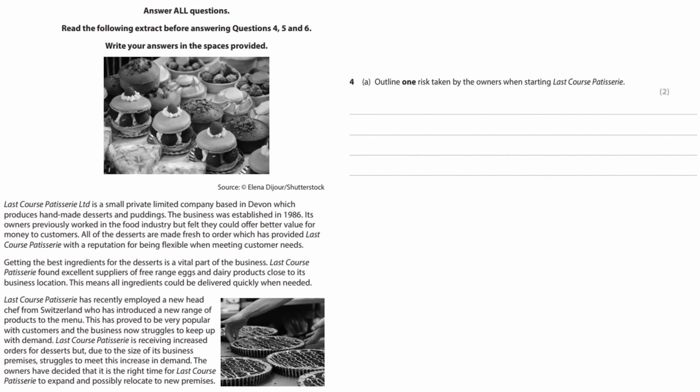This 2-marker reads as follows. Outline one risk taken by the owners when starting Last Course Patisserie. So you need to choose a risk that is relevant to the business, and you will also need to develop your point, develop the method by showing application. So remember, all of your answers for section B and C must have application. Give this one a go.